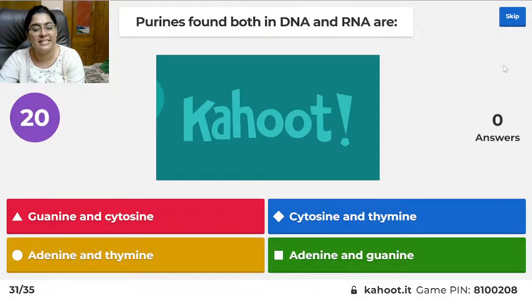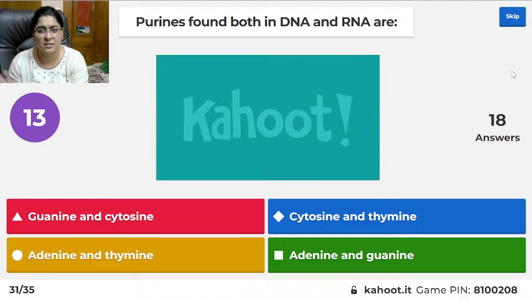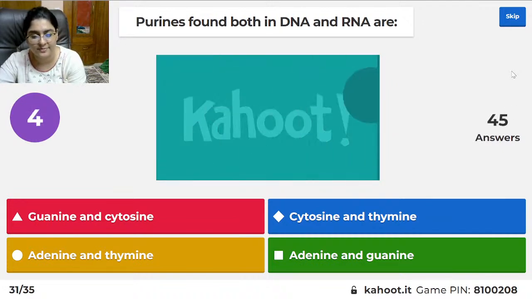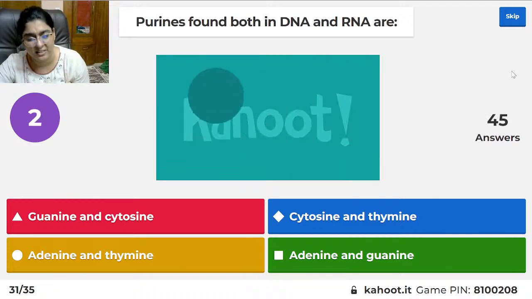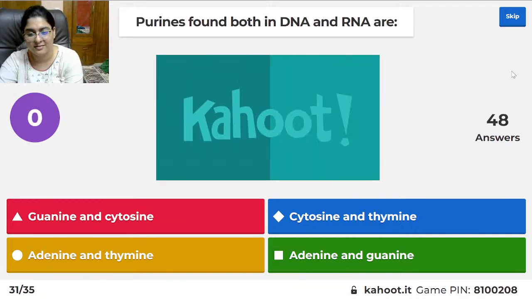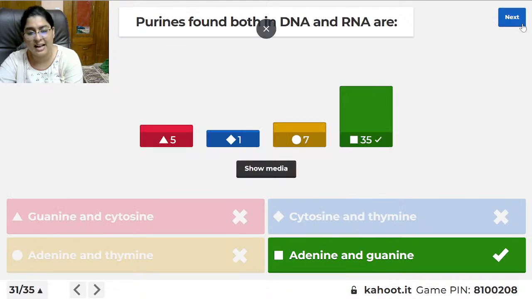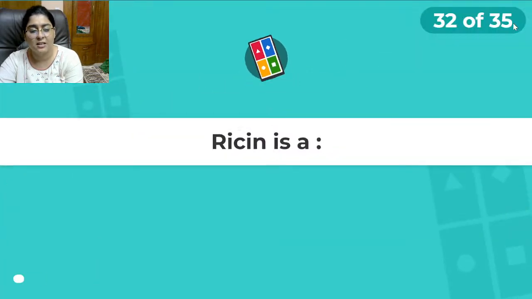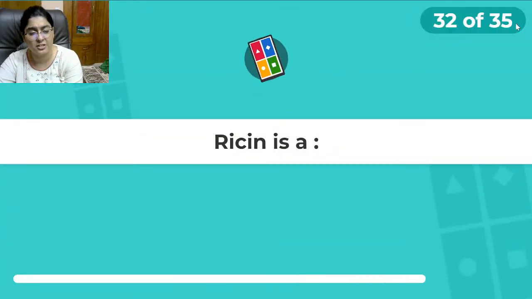Purines found both in DNA and RNA are... So I kind of changed these questions, the options, and I think I forgot to save the changes because I was at zero battery. Very good. Adenine and guanine, the purines, the relationship AG. So probably you did them all wrong, Kanish.